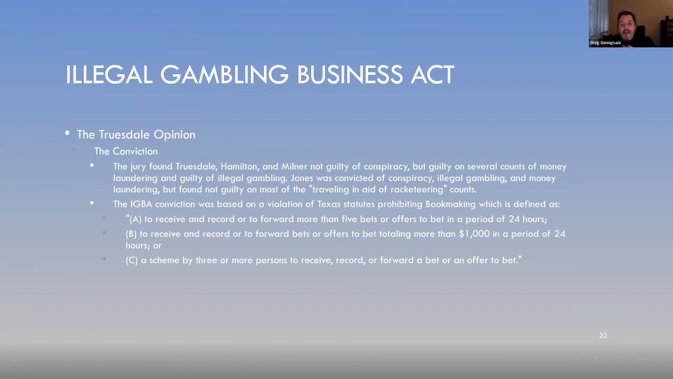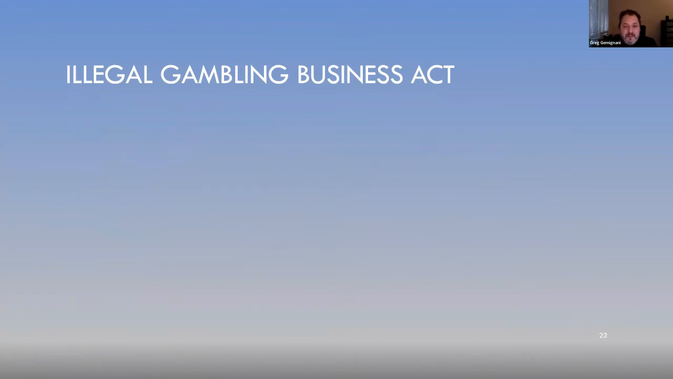Now, did they take any bets? These guys in Dallas? They didn't take any bets. They were just like information lines or something. Yeah, they would provide line information. They would promote the offshore betting. They would facilitate funds transfers, but they never took, recorded, or forwarded bets. They get convicted under the Illegal Gambling Business Act, with the predicate state offense being the bookmaking offense.